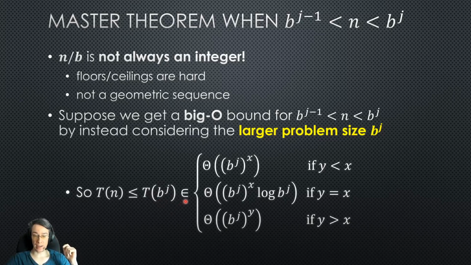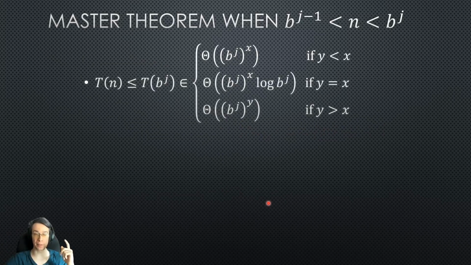So from the master theorem, we're going to get the following expression. Instead of theta n to the x, we have theta b to the j to the x. Instead of theta n to the x log n, we have theta b to the j to the x log b to the j. And instead of theta n to the y, we have theta b to the j all to the y. Okay, so t of n is less than or equal to this, but this is kind of a nasty expression. This isn't a nice expression along the lines of what we saw before, n to the x log n, and so on, right? So let's turn this back into an expression in terms of n.